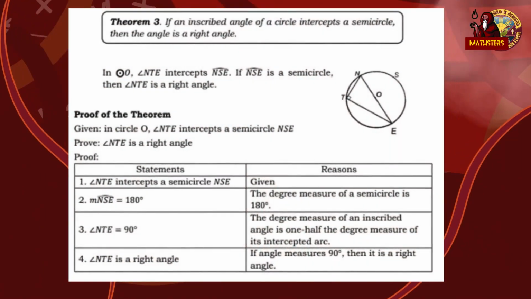Theorem number 3. If an inscribed angle of a circle intersects a semicircle, then the angle is a right angle. In circle O, angle NTE intersects arc NSE. If arc NSE is a semicircle, then angle NTE is a right angle.